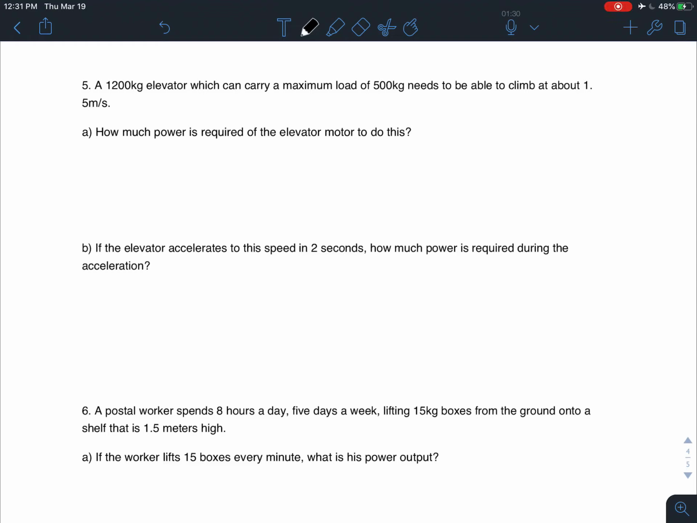All right, here's a video with numbers 5 and 6 from your Unit 8 review. 1,200 kilogram elevator, which can carry a maximum load of 500 kilograms.